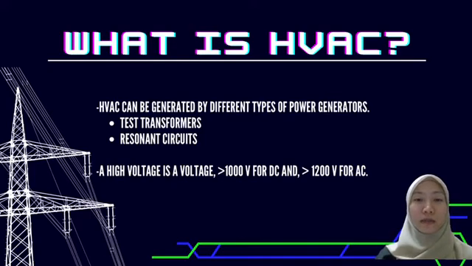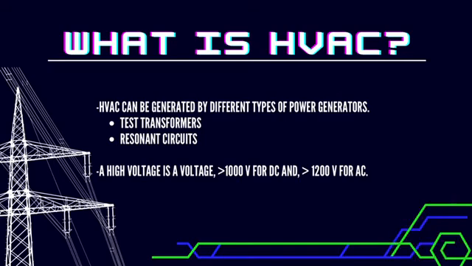First, what is HVAC? HVAC stands for High Voltage Alternating Current, and it can be generated by two types of power generator. The first one is the cascade transformer, and the second one is the resonance circuit. There are two types of high voltage, which are HVAC and HVDC.